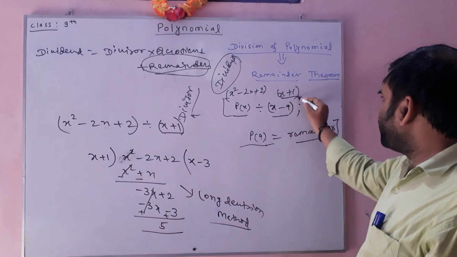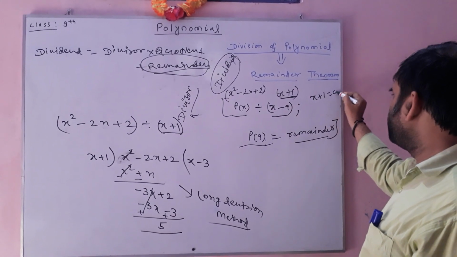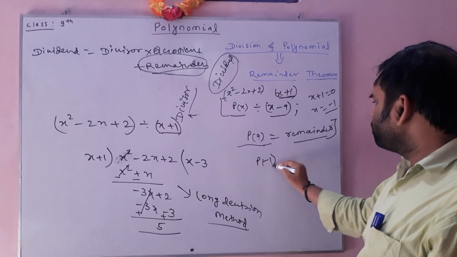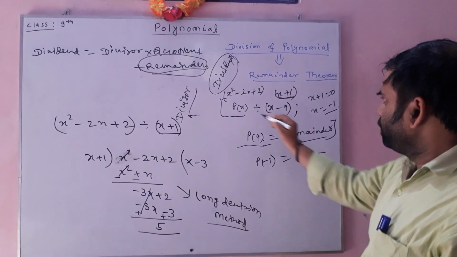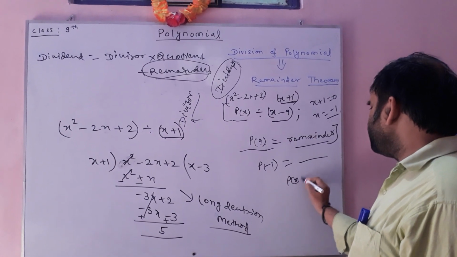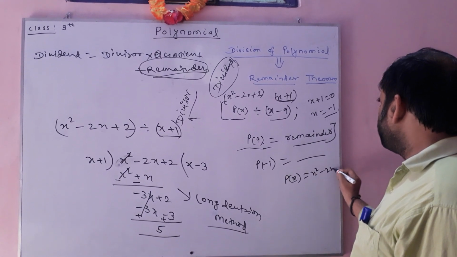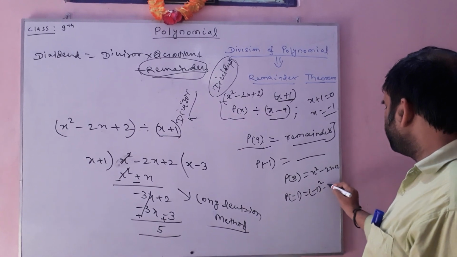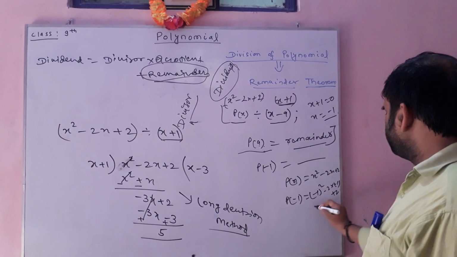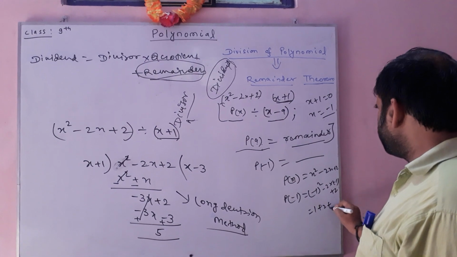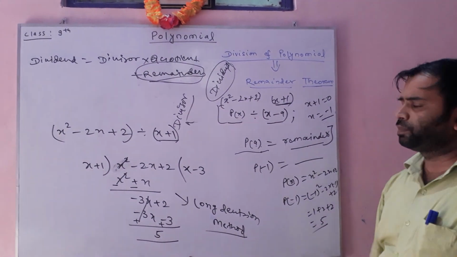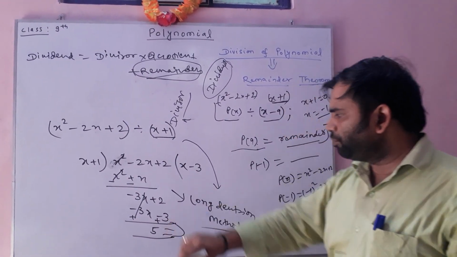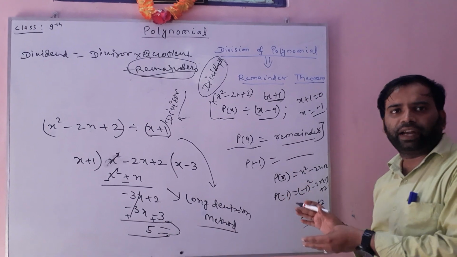So polynomial in a is equal to the remainder. Polynomial in a means we set x plus 1 equal to 0, so the value of x is equal to minus 1. So the polynomial at minus 1, whatever we get, that would be the remainder. Just see here, p(x) is equal to x square minus 2x plus 2. So p(-1) is minus 1 whole square minus 2 into minus 1 plus 2. That is 1 plus 2 plus 2. So what value do we get here? 5. And by the long division method, what remainder do we get? 5. So this is the verified result.